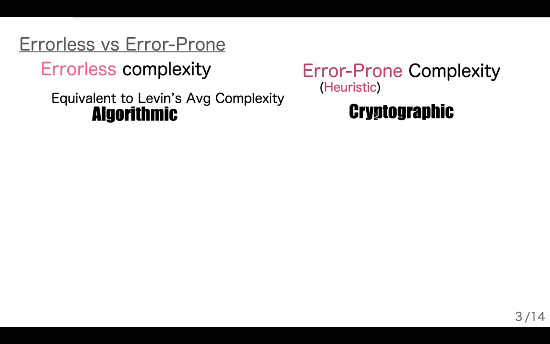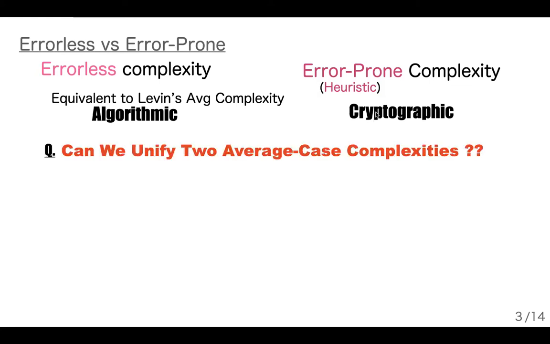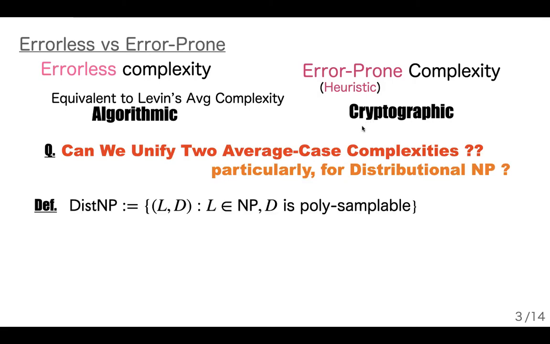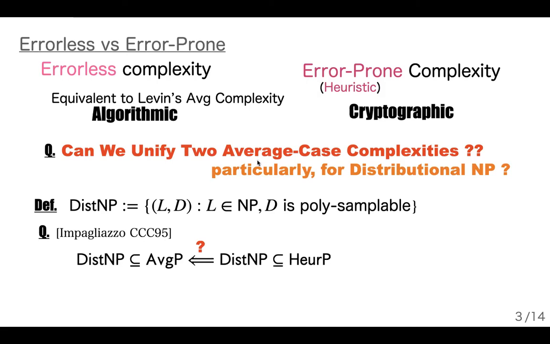Because in cryptography, we usually focus on the success probability of the adversary, and we do not care about the errorless condition for the adversary. So one of the central questions in average case complexity is, can we unify these two central average case complexity notions, especially for the central class of distributional NP? More specifically, we define the class DistNP as a class of pairs of distributional problems, NP problems and polynomial time samplable distributions D. And this question, posed by Impagliazzo, is stated like this.